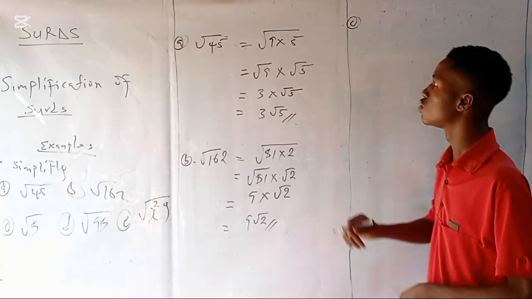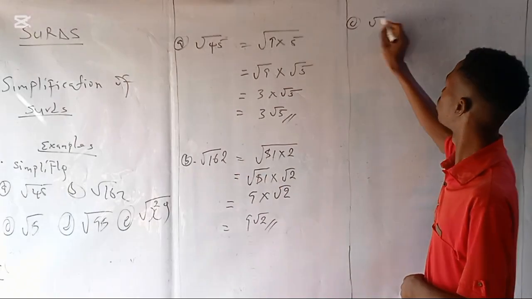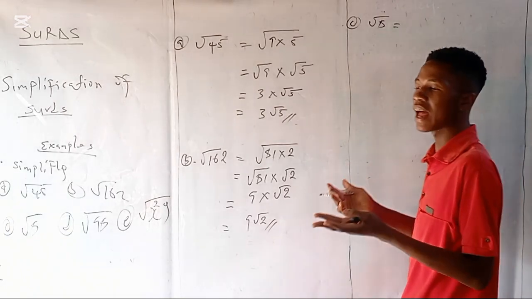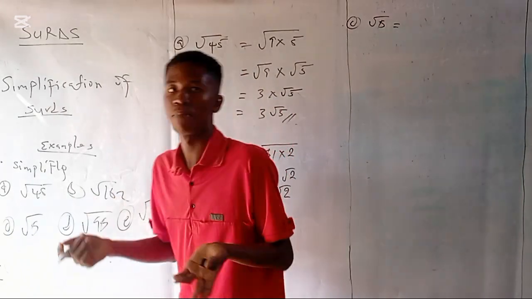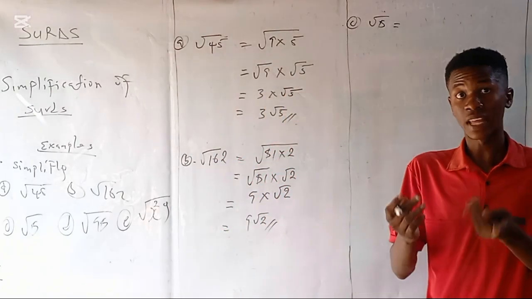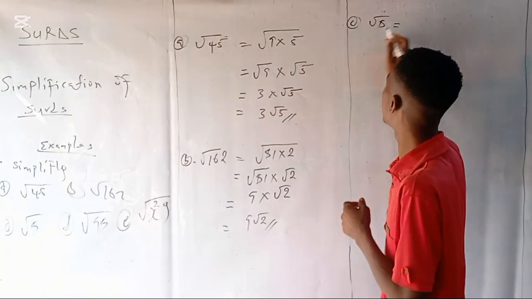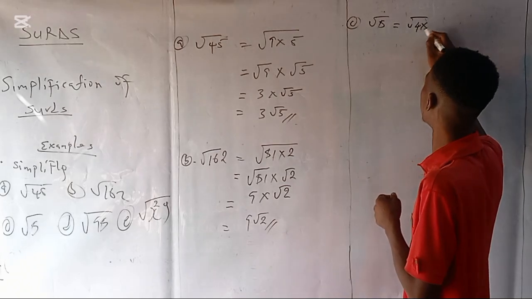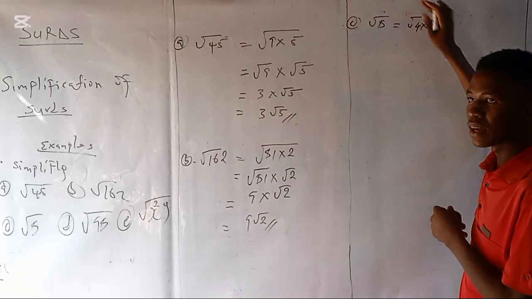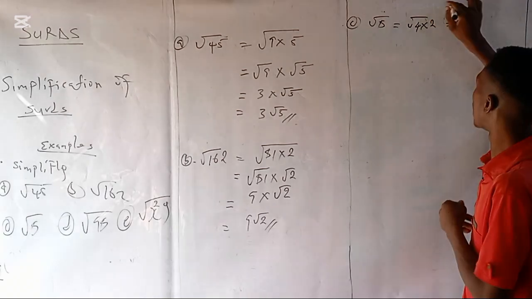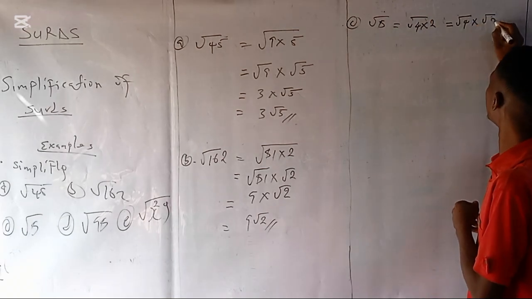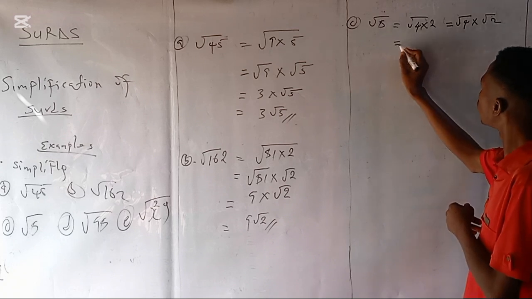Are we together? So what we have now is root 8, equal to. So what do we do now? Two numbers that multiply to give us 8, where one is a perfect square. It's 4 times 2. Correct. So we say root of 4 times 2. Are we there? You separate them now, you take the root separately: root 4 times root 2.